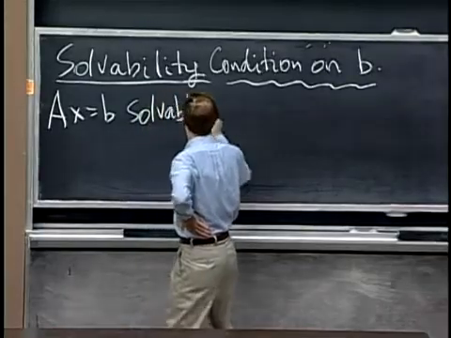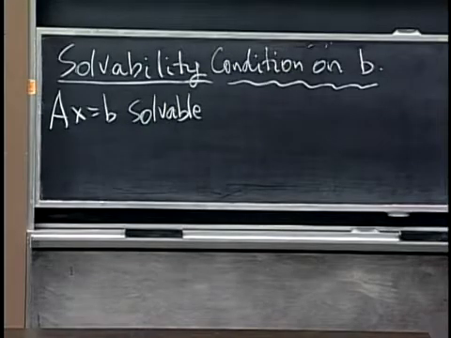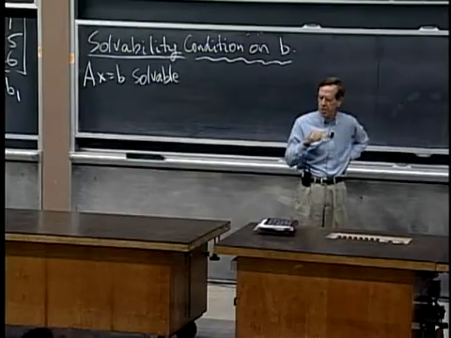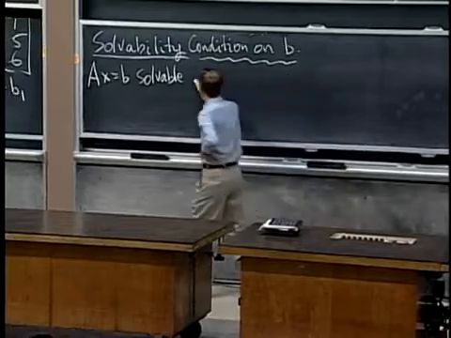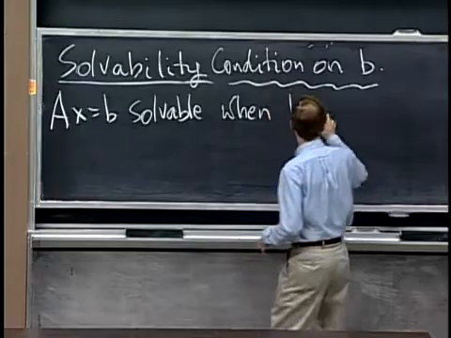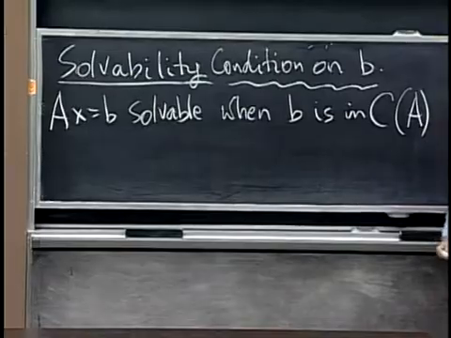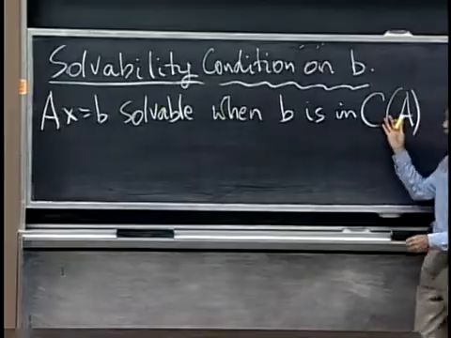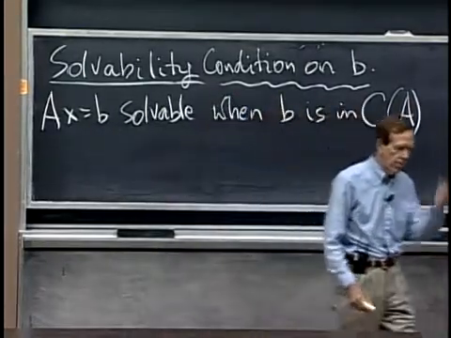Well, actually, we had an answer in the language of the column space. Can you remind me what that answer is? That was our answer from an earlier lecture. b had to be in the column space. Solvable exactly when b is in the column space of A. That just says that b has to be a combination of the columns. And of course, that's exactly what the equation is looking for.